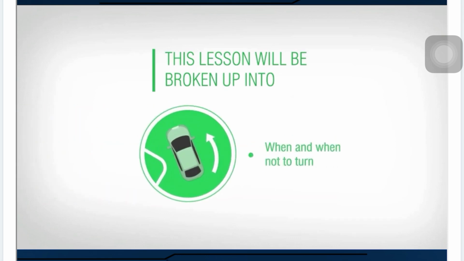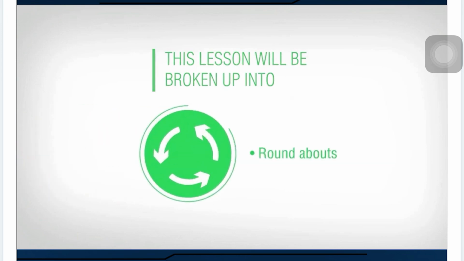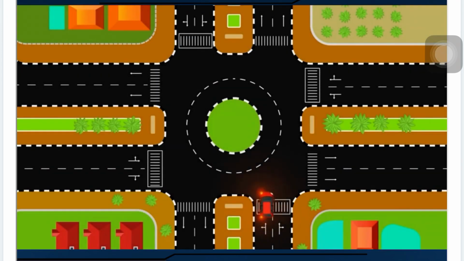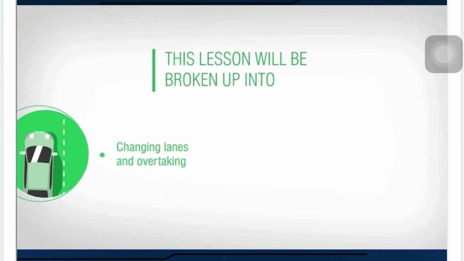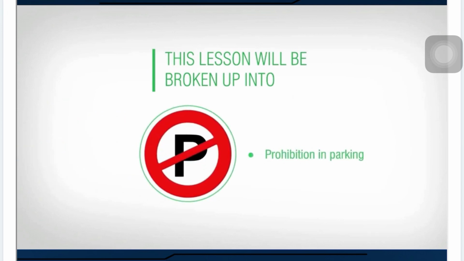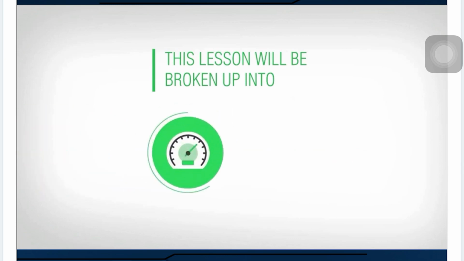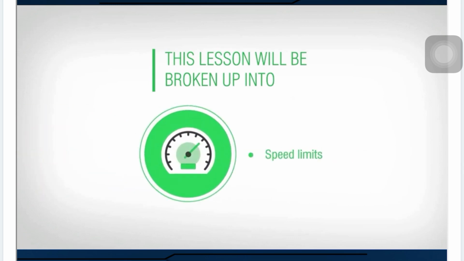When and when not to turn. Roundabouts. The correct way to approach and exit traffic circles. Changing lanes and overtaking. Prohibition in parking. The appropriate places to stop your car. And speed limits. When are you going too fast? And how do you know?